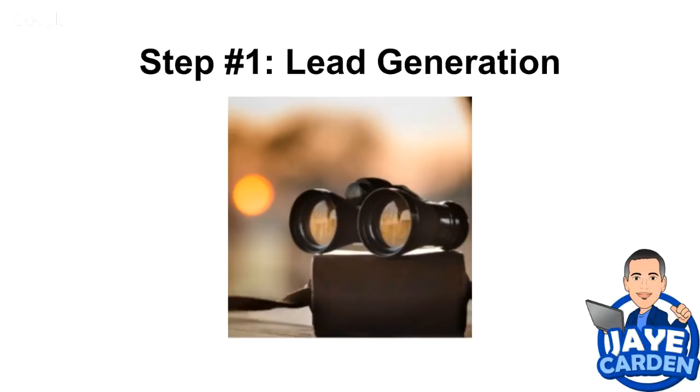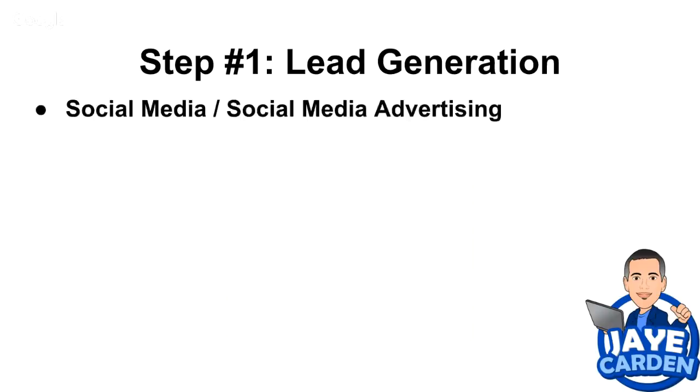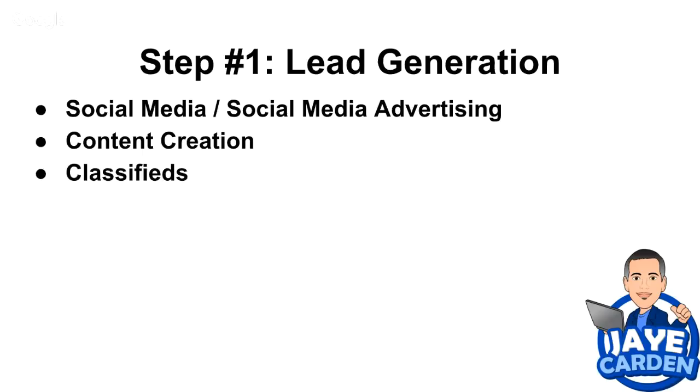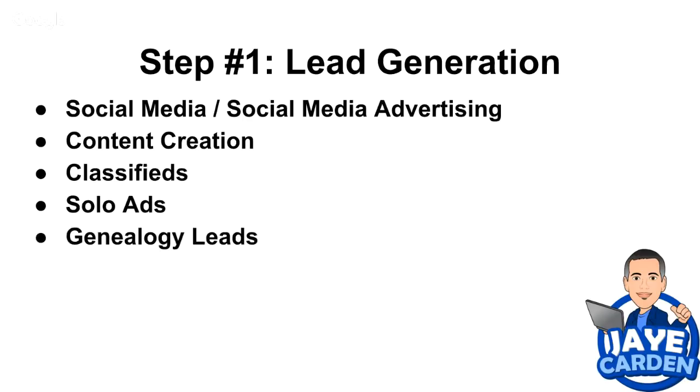I've got a lot of content on different ways to generate leads on my blog. Some of them are: you can use social media, posting on social media. You can purchase social media advertising, create content like myself, blogs, videos, use classifieds. I use those a lot, especially Craigslist, the paid ads on there. They work well for me. Solo ads are a great way to get a lot of leads really fast. If you've got a good funnel, it'll work great.